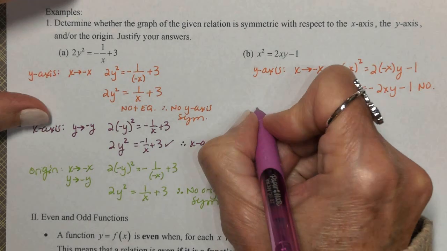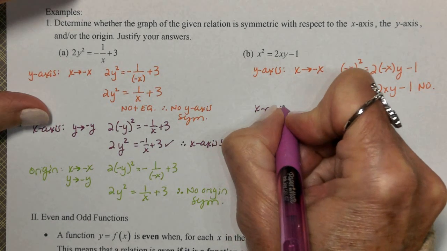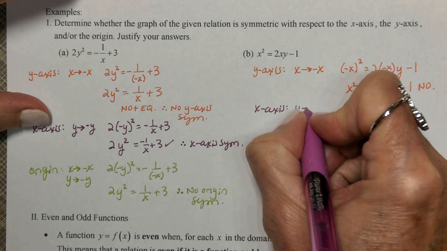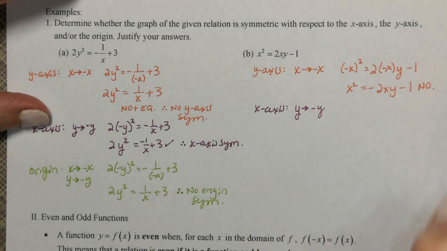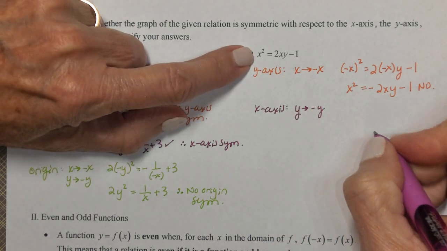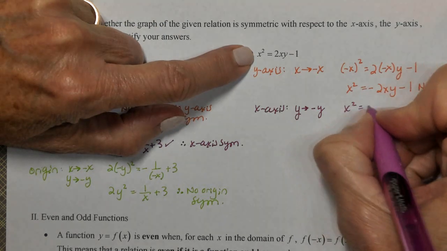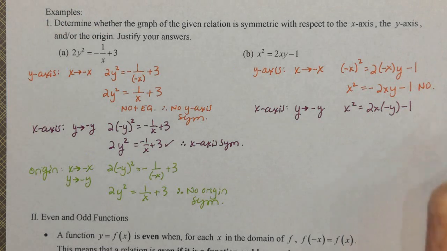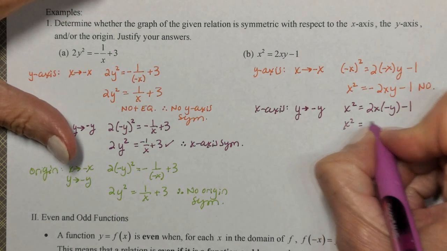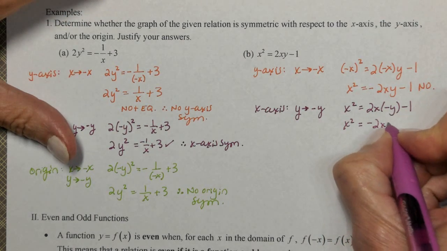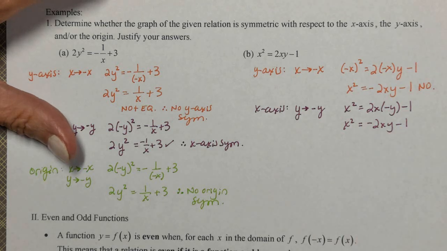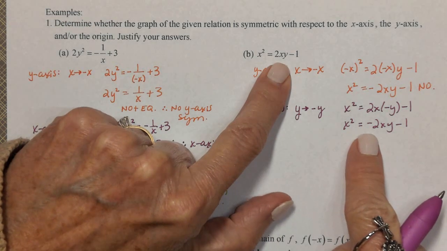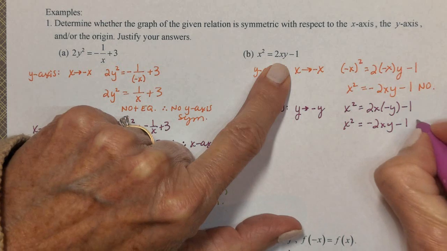For x-axis symmetry, we're going to replace y with negative y. So I'll have x squared is equal to 2x times negative y minus 1, which is x squared is equal to negative 2xy minus 1. Is that equivalent to our original? No, it's what we already said, that is not equivalent.